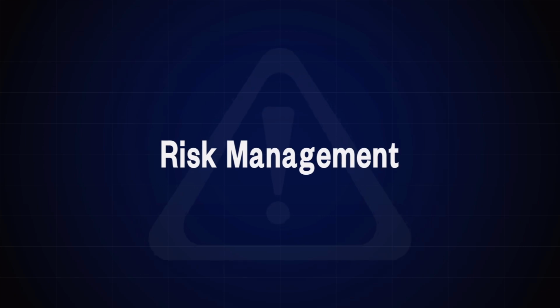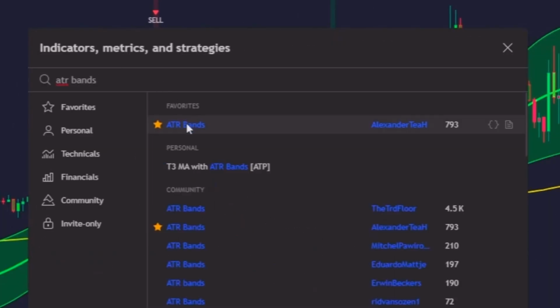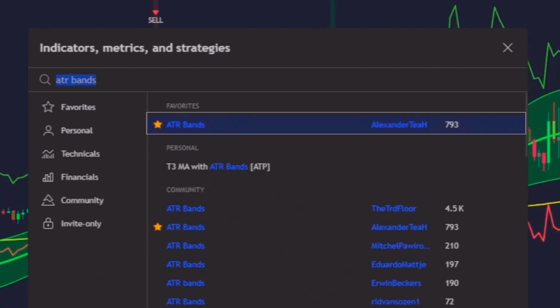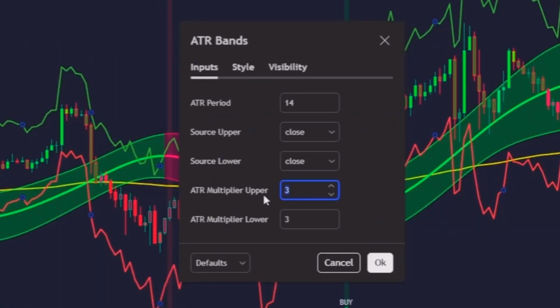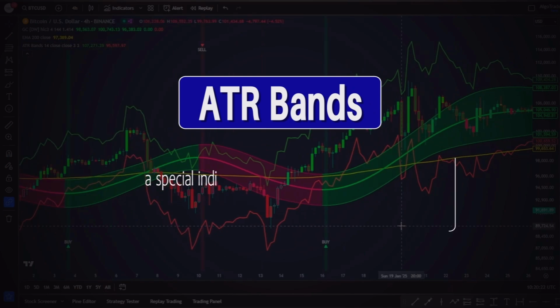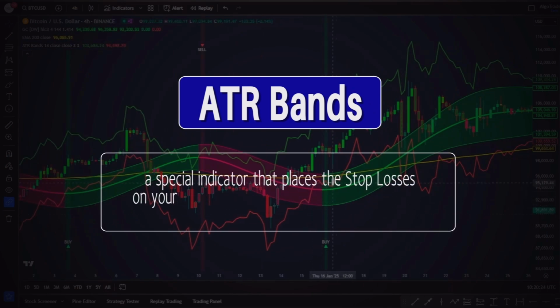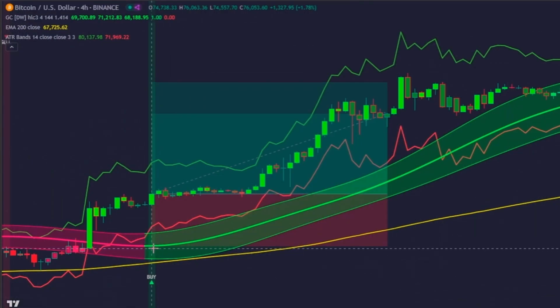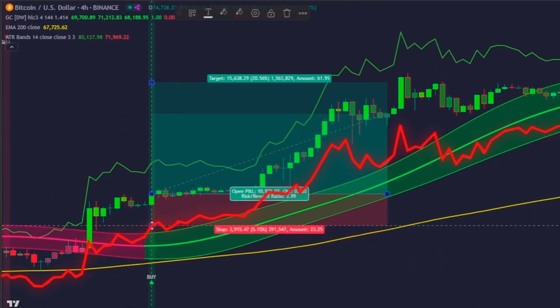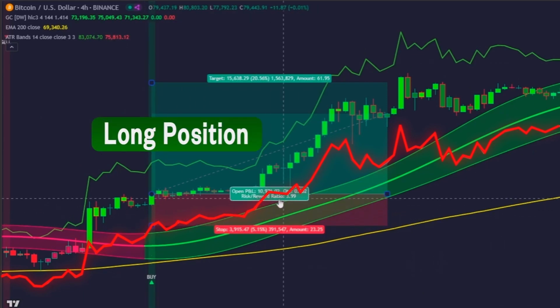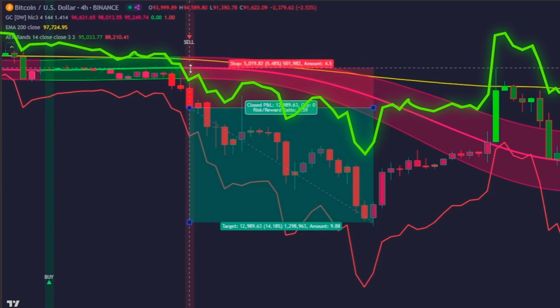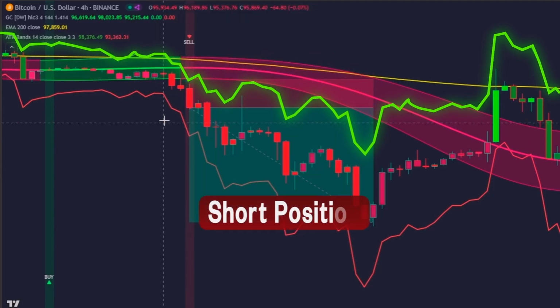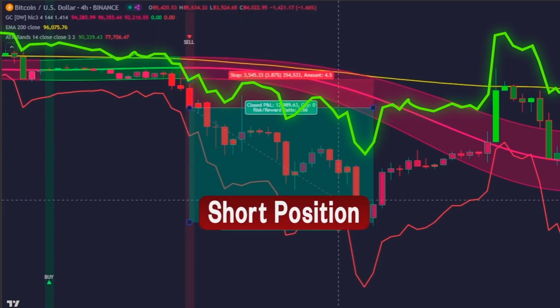For the risk management, I advise you to use the ATR bands indicator, this one here, this time with a multiplier of 3, a special indicator that places the stop losses on your charts according to the market's volatility. The lower band is used to set the stop losses for long positions, like in this trade, and the upper band is used to set the stop losses for short positions, as you can see.